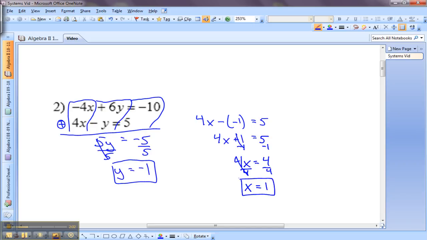So our x value is 1, our y value is -1 for this system of equations, and we can also write this solution as an ordered pair. It would be 1, -1.